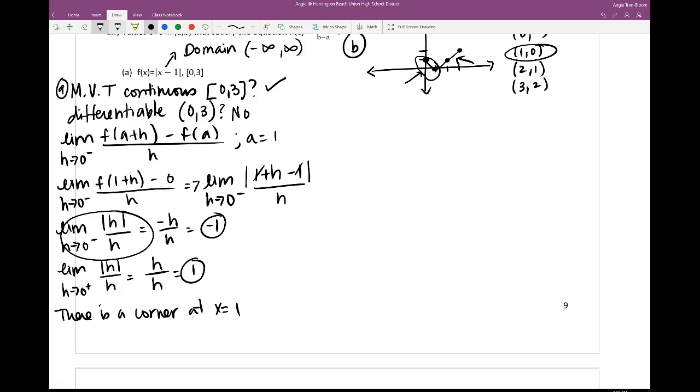So what's happening is that the mean value theorem doesn't satisfy, okay? So f fails the mean value theorem hypothesis.